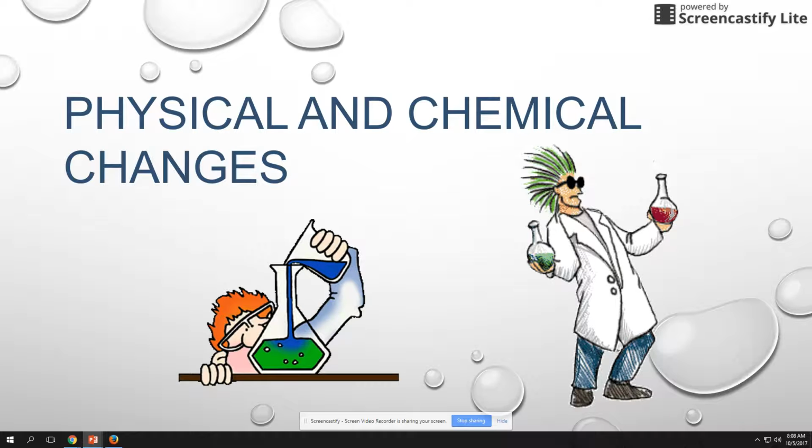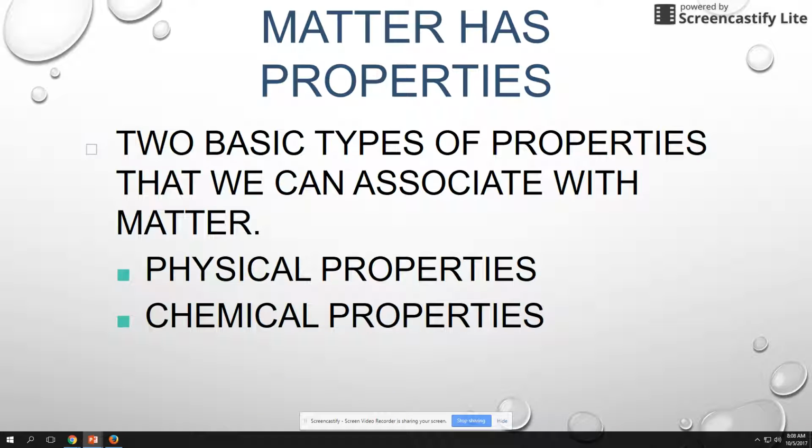So let's go on. So matter has properties. We've talked about this, and said matter does have properties. The two basic types of properties that we can associate with matter are physical properties, which we talked about the other day when we did our mystery solutions activity, and then there's chemical properties.